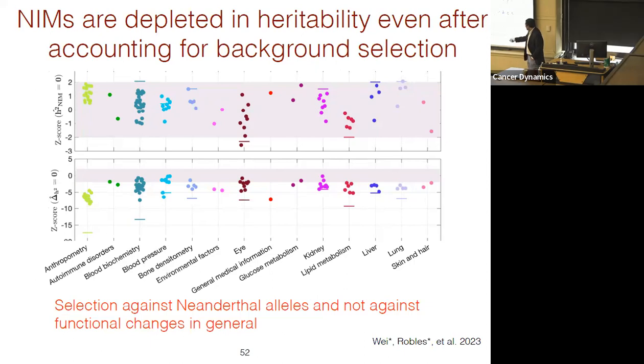However, when we fit a model which has Neanderthal introgression with minor allele frequency and B statistics, all of them jointly fitted, again, we find that at least for some of these trait categories, there is a reduction in heritability compared to non-introgressed alleles. So we don't think this is completely explainable by the fact that Neanderthal alleles are depleted in functional regions in general.